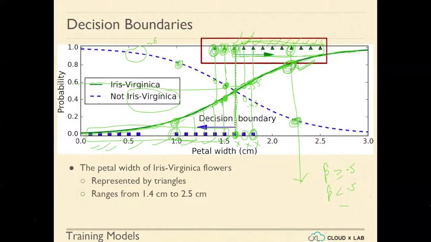Because these are the two probabilities. If you sum these probabilities, you will get one, right? One probability for the positive class, and this is the probability for the negative class. If the positive class probability is higher than the negative class probability, it means the input belongs to the positive class. And if the negative class probability is higher than the positive class probability, it means the input belongs to the negative class, right?